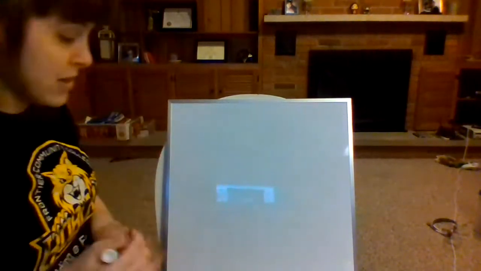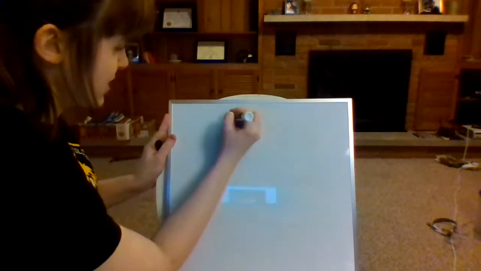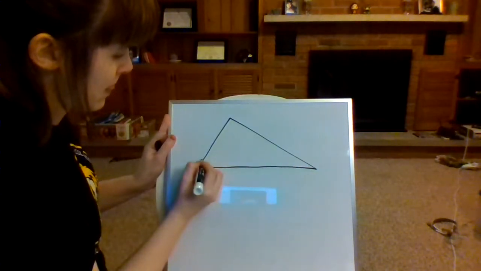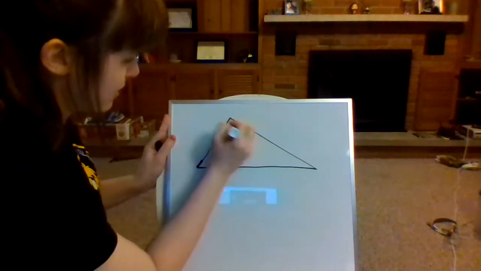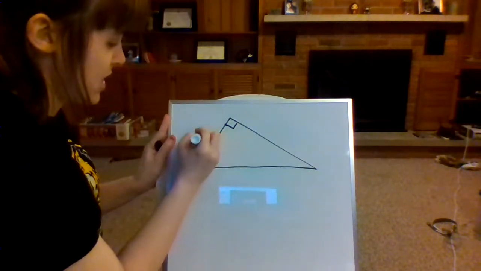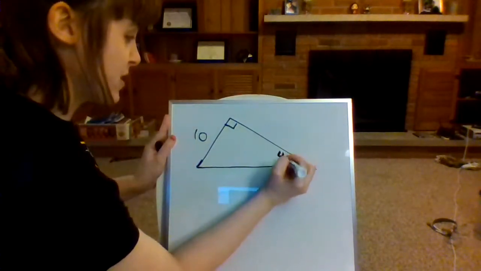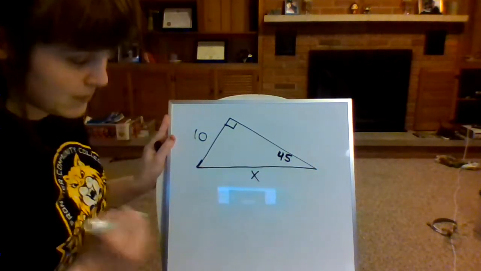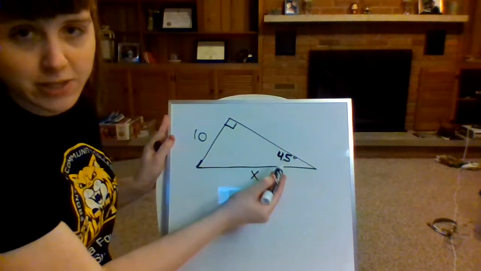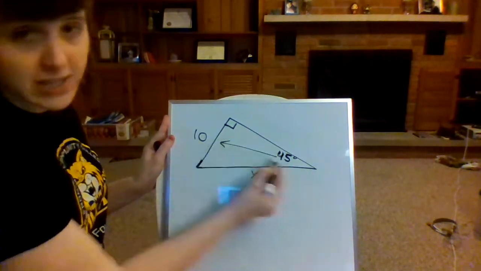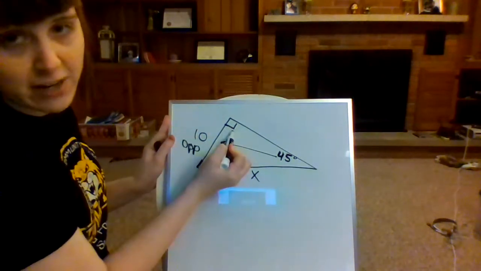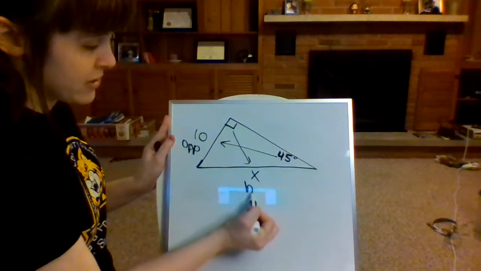On the third problem, we're not going to be using cosine, so it'll finally be something different. The triangle looks like this. We have the right angle up here. This side is 10. This angle is 45, and this side down here is x. You always look at the angle that they gave you, which is 45, and straight out from it is the opposite side. So this time we have the opposite side, and the one straight out from the 90 is the hypotenuse.